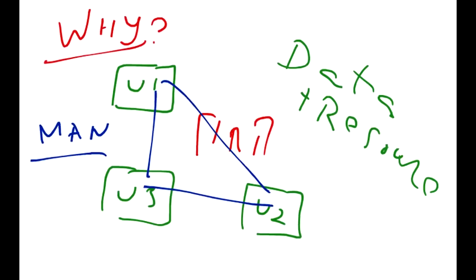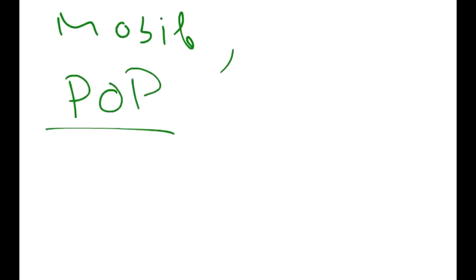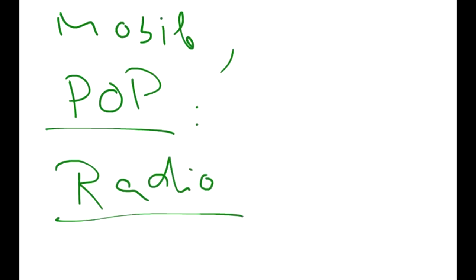And that communication medium can be just simple wires, Wi-Fi, or we can do it with the help of the satellite, or even with the help of mobile phones, or point-to-point microwaves, or with the help of radio waves, we can also create a MAN.